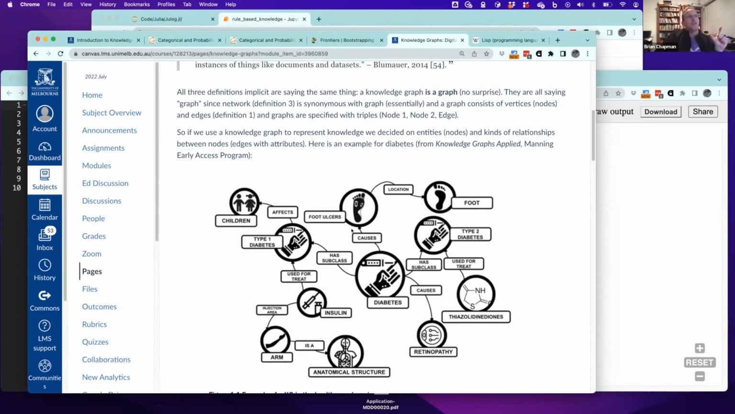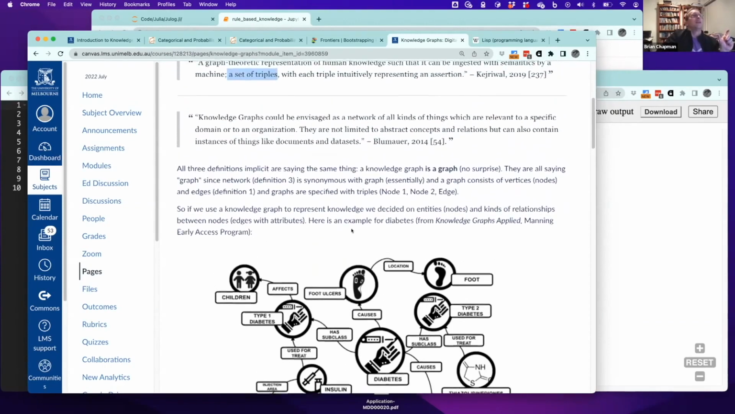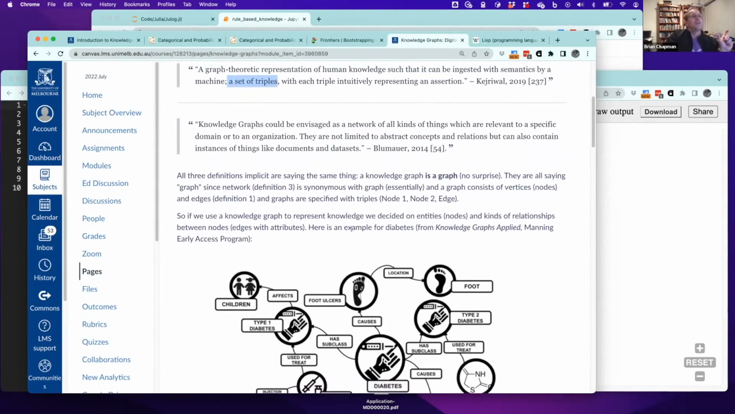So why are they a graph? One definition talked about triplets, and this will look a lot like the FHIR standard. We have this triplet: one concept, a second concept, and then a relationship between them. So that's how this knowledge is represented.